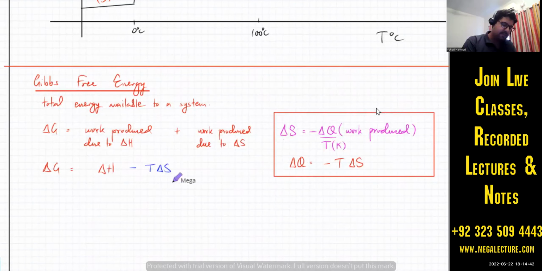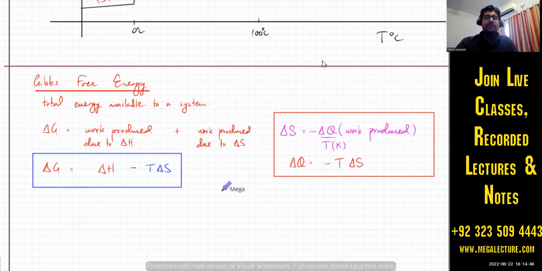And one second, let me explain this. So here's what I did. We already had this formula, the formula for entropy change. It's the work that is produced due to entropy change at a particular temperature, right? So we did all of this.